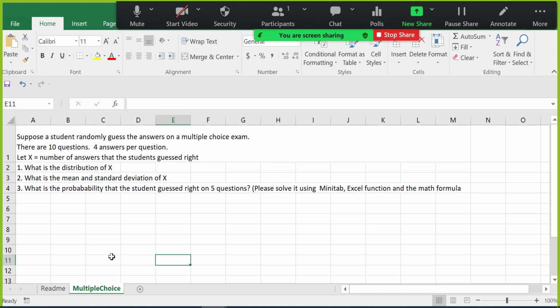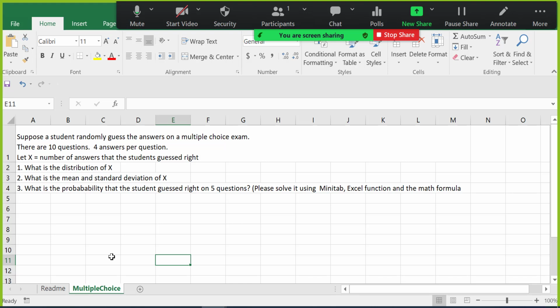Suppose a quiz has 10 questions, and these are multiple choice questions with 4 answers per question. Suppose you know nothing about the subject and just randomly guess. So X is the number of answers that the student guesses correctly. Multiple choice, there's only one correct answer per question. What's the probability you get one question correct?